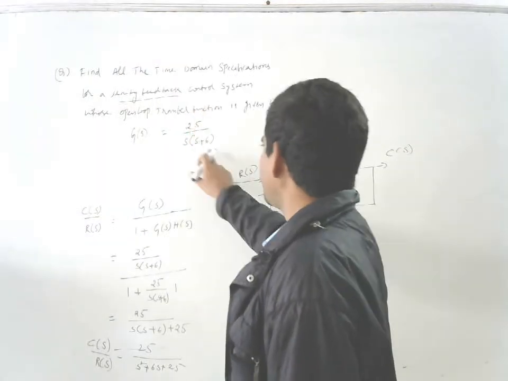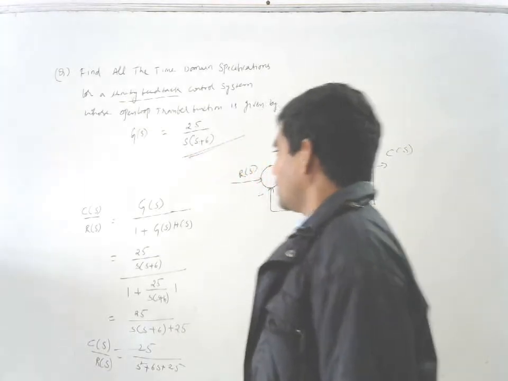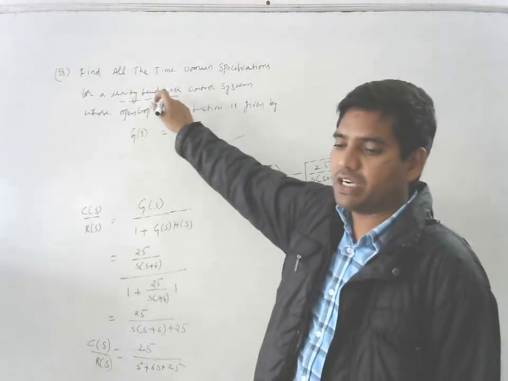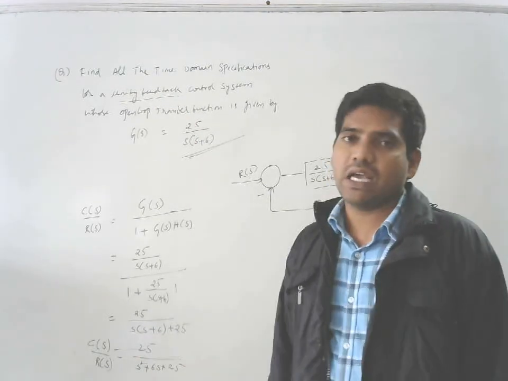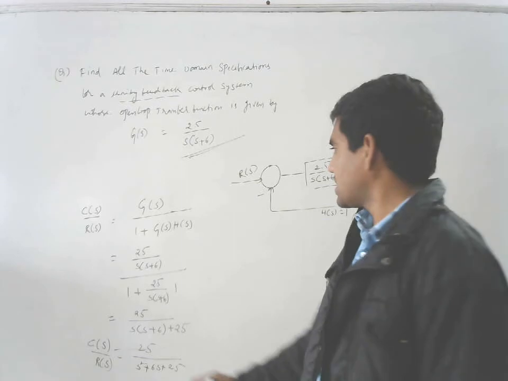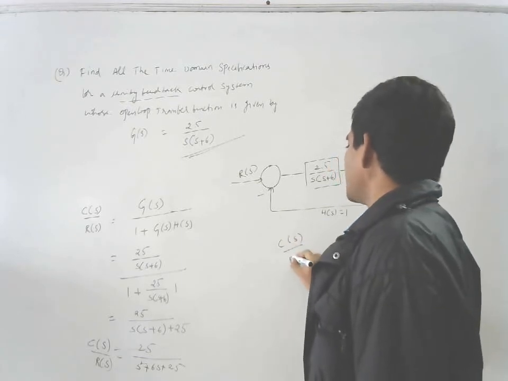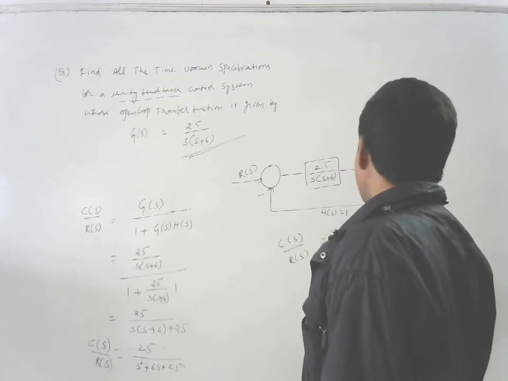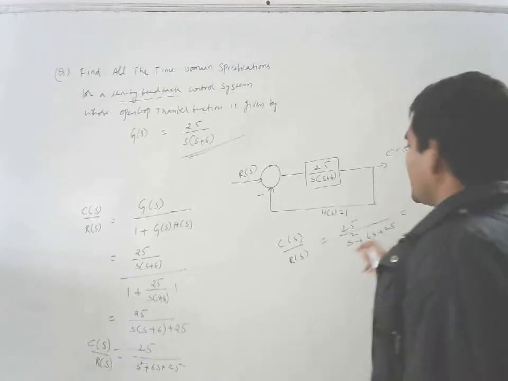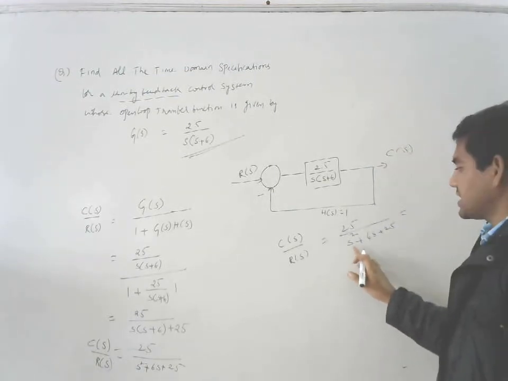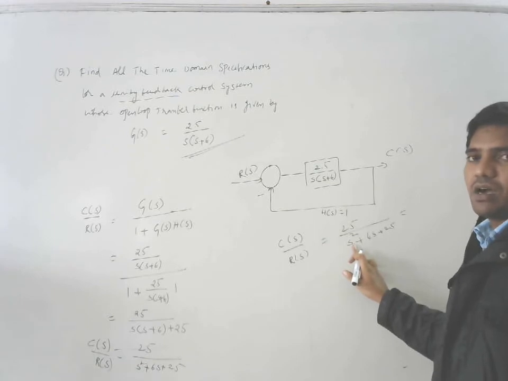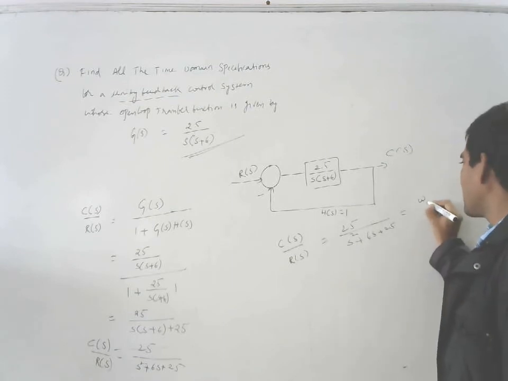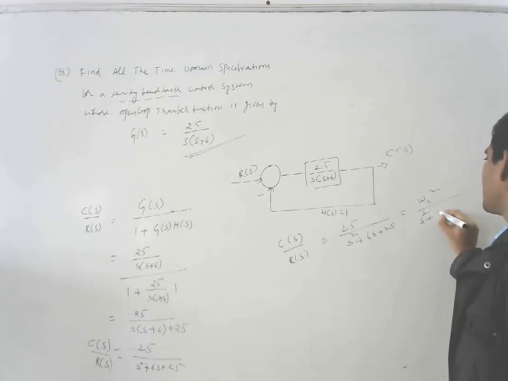In this case, H of s is not mentioned. Just the G of s value is given. In the place of H of s, it is given that it is a unity feedback system. So we need to find C of s by R of s. Now what is the transfer function we got? C of s by R of s is equal to 25 divided by s square plus 6s plus 25. This is a second order system, because the power of s is 2 in the denominator of the transfer function. So we need to compare with omega n square by s square plus 2 zeta omega n s plus omega n square.